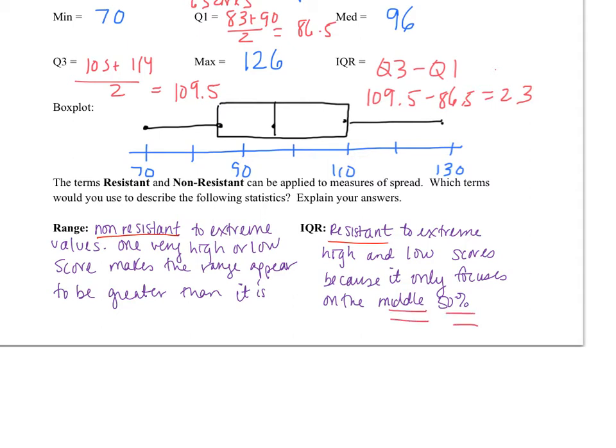A lot of times we will talk about the spread of our data and the center of our data, and so yeah, we might have one high or one low score, but what we really care about is where the middle 50% of the scores lie.